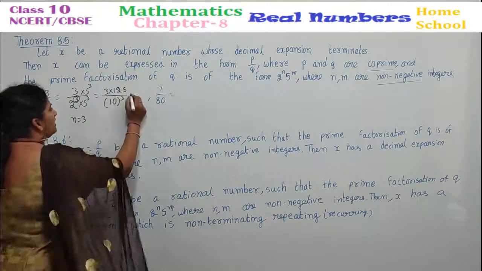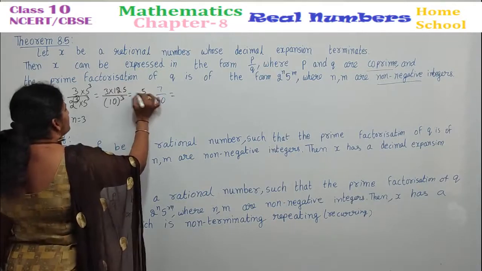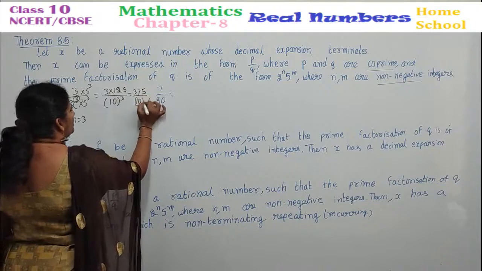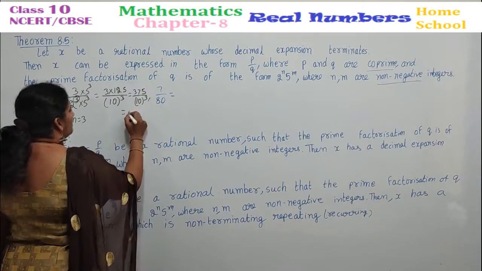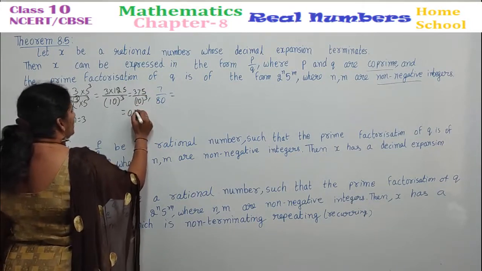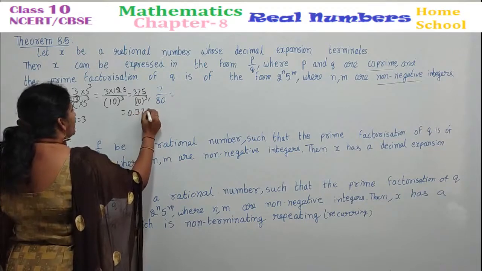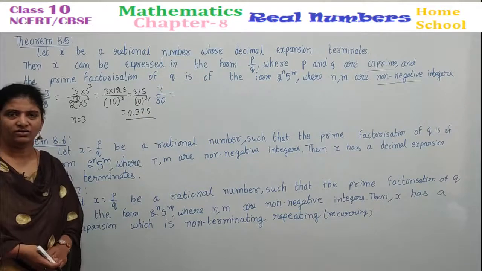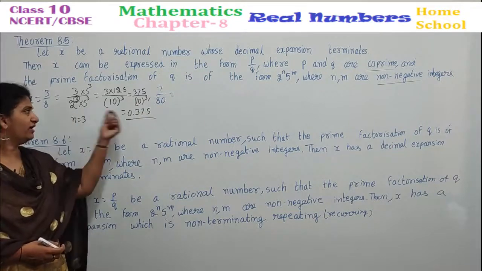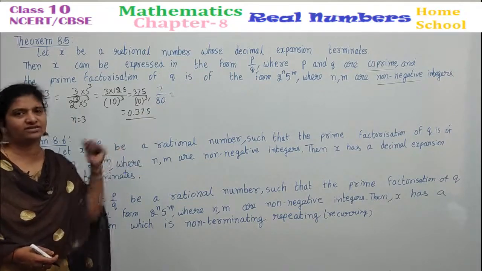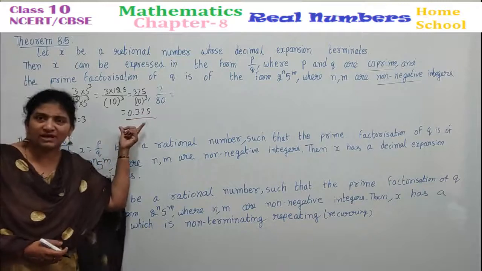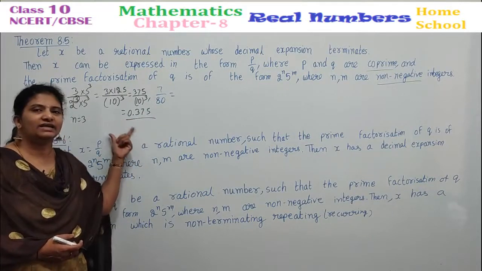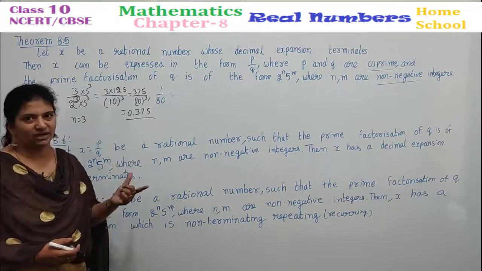So now multiply this one, children. 3 5s are 15, 3 2s are 6, 7, 375 by 10 cube. How can you write this? 0.375. This is the answer for 3 by 8. What is the answer for 3 by 8? It will be 0.375. It means in this decimal expansion there is an end. Therefore, we say that it is a terminating decimal.